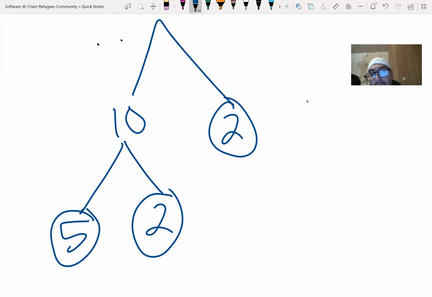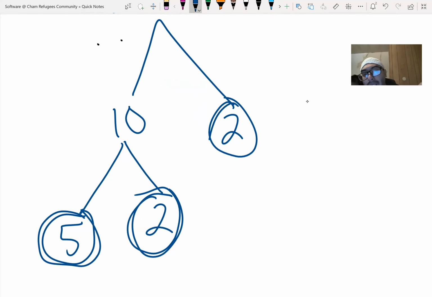Okay, so what did I do at the end? I circled it, right? So I circled all my prime numbers, right? So that's going to tell me the prime factorization. So then I'm going to write 5 times 2 times 2.